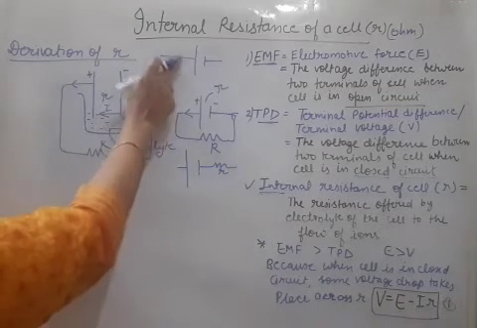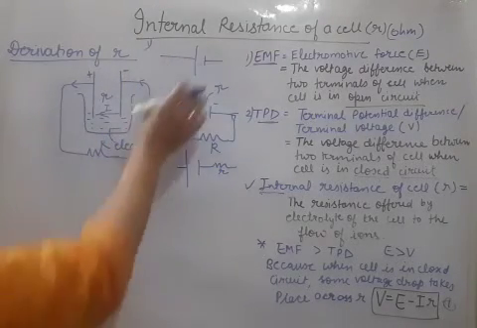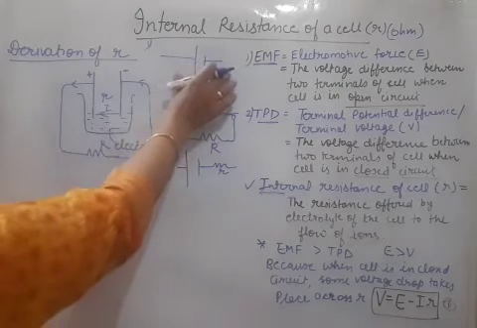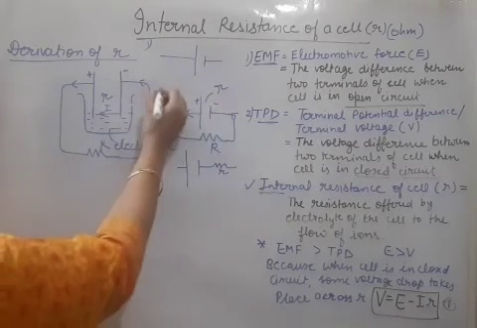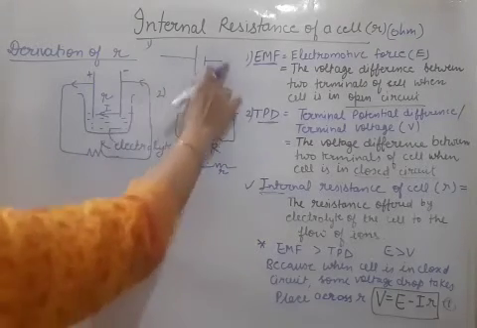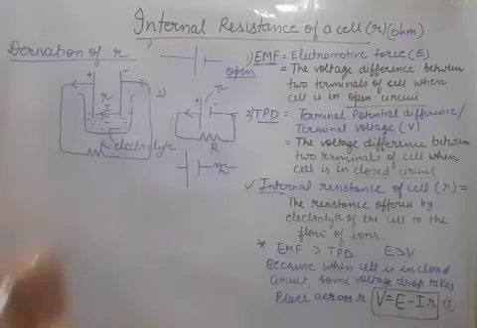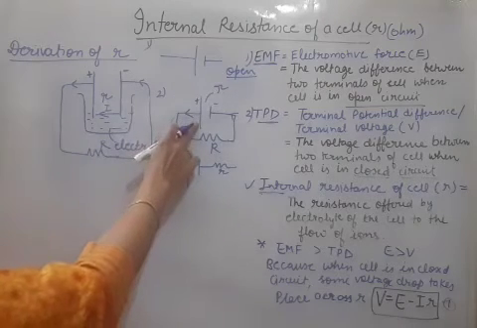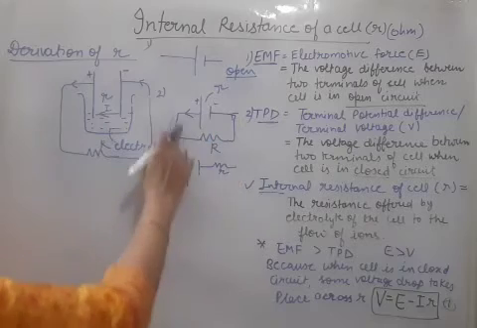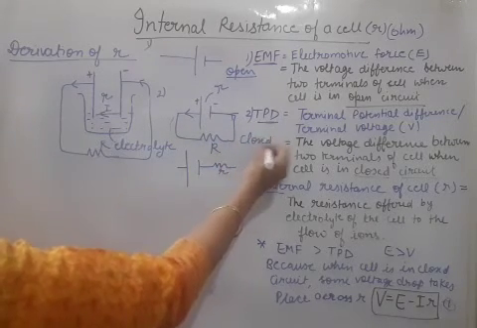So the first circuit which has been shown here, that means only the cell has been shown here. The difference lies in this diagram only. In the first case, the cell is not connected with any external circuit, so here we say that the cell is in open circuit. And in the second circuit, when the cell is connected through some external resistance also, then this type of circuit is called closed circuit.